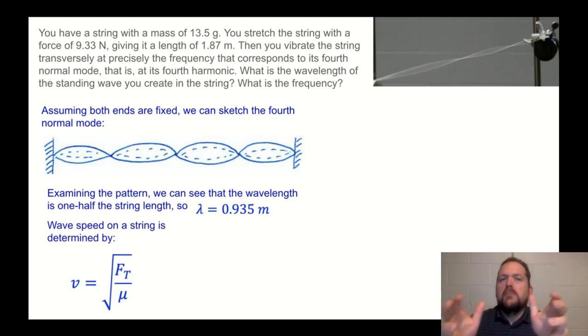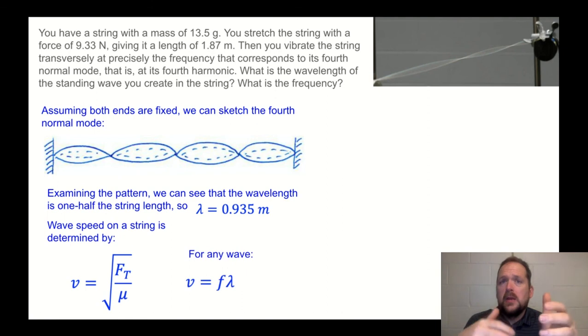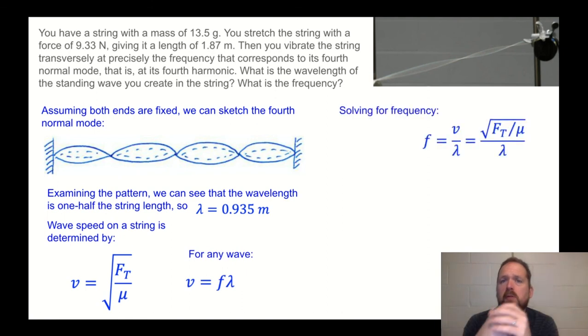Figuring out the frequency, a little bit more work, but not too bad. Wave speed on a string, again, is the square root of the tension force divided by the mass density. And for any wave, we know that speed equals frequency times wavelength. So if we solve that for frequency, frequency is speed divided by wavelength, and speed is the square root of the tension divided by the mass density. So we get the frequency being the square root of the tension force divided by the mass density, divided by the wavelength of the wave here.